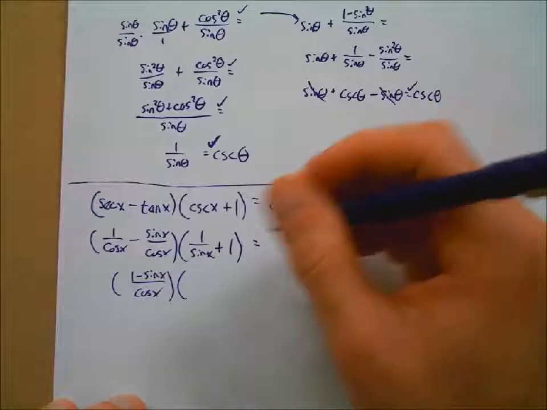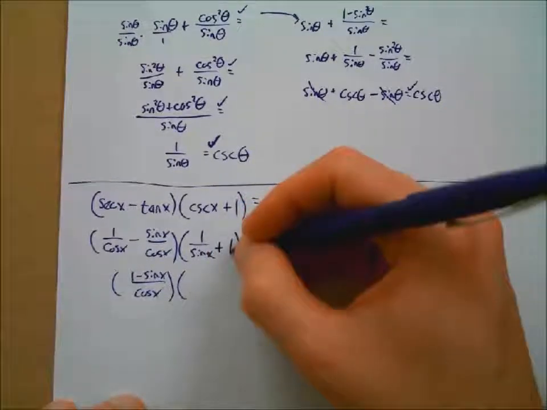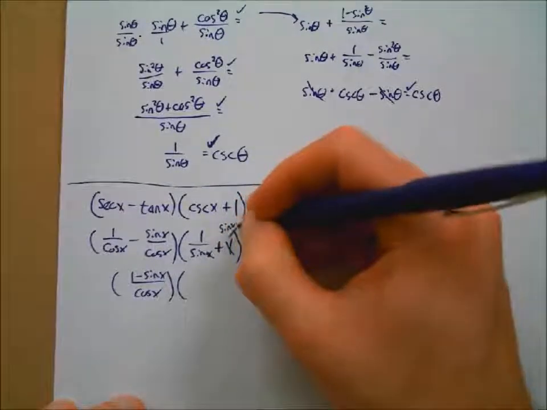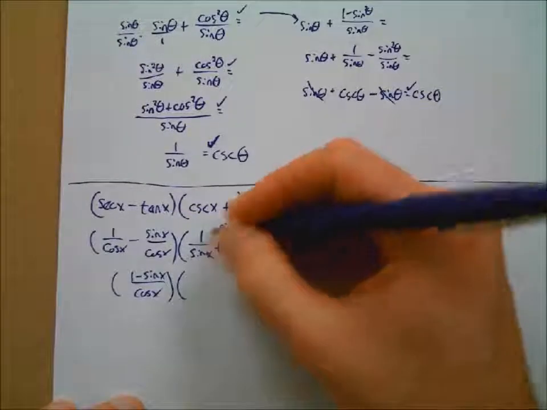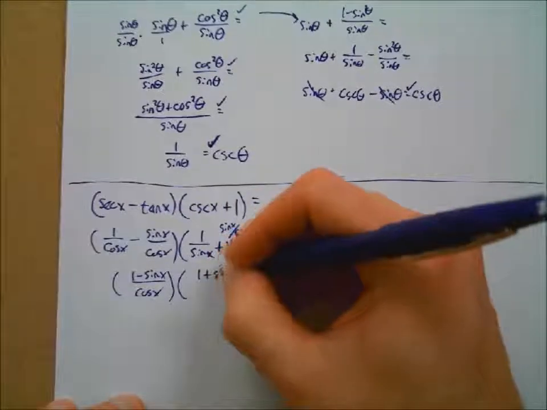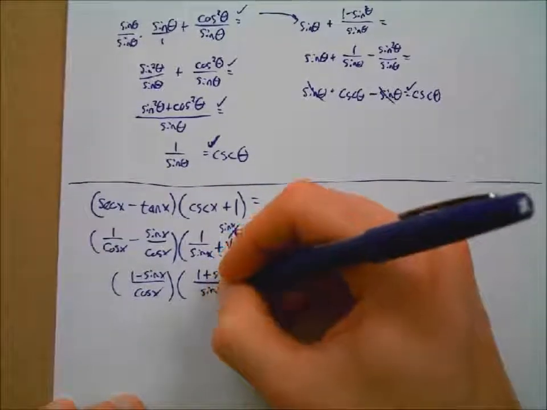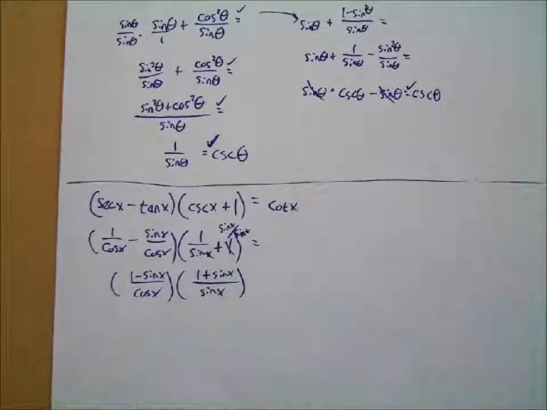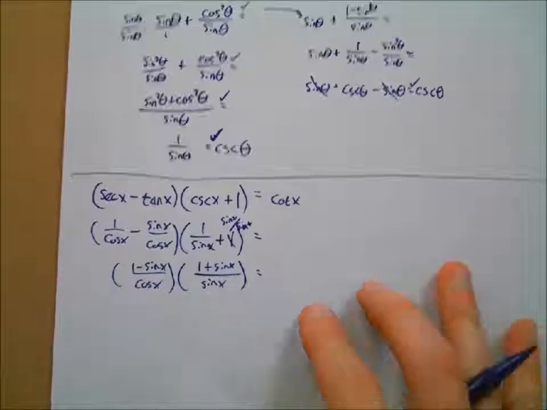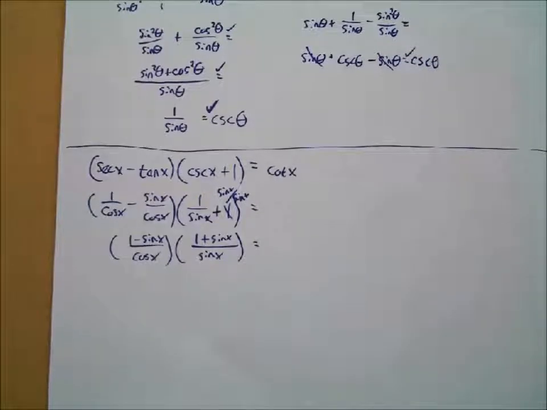Yeah, so this 1, we can rewrite that as sine x over sine x. So we'll have 1 plus sine x over sine x. Like that. Okay. So far, so good there. And now what might be a good idea to do? Multiply. Yeah, let's try multiplying here.